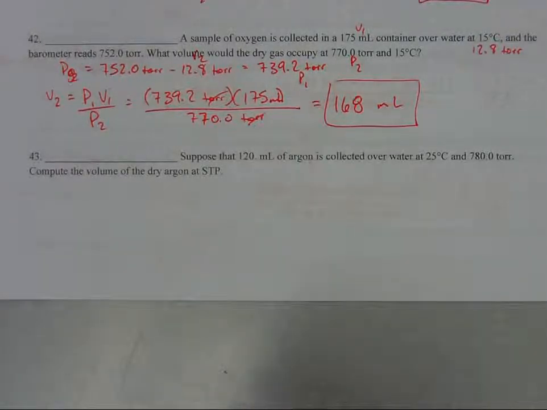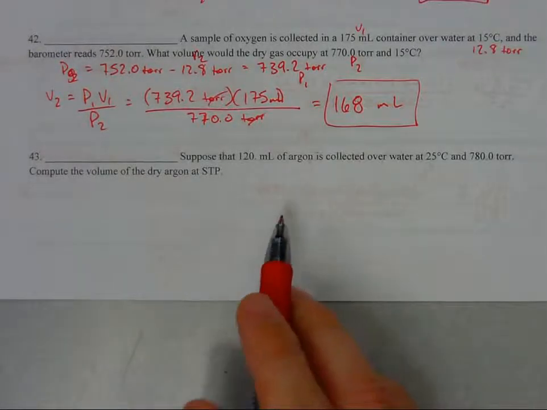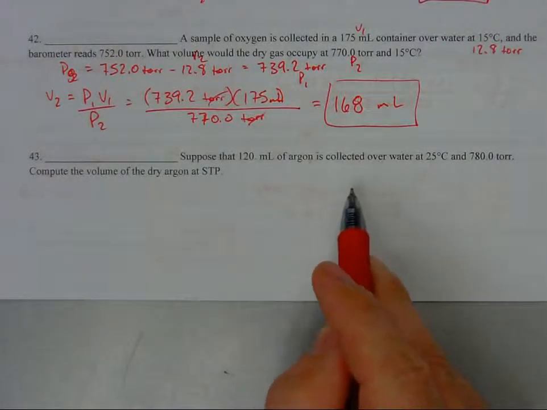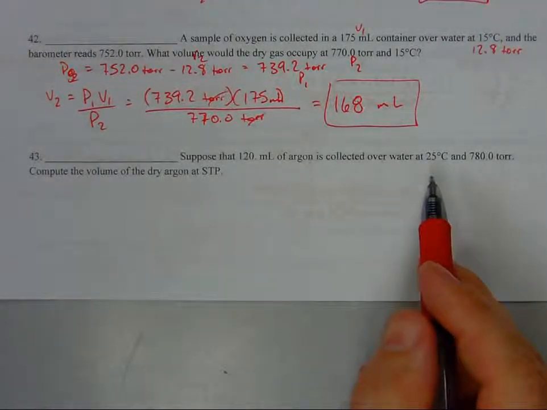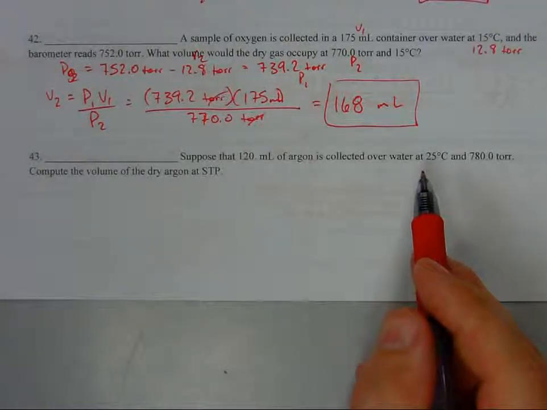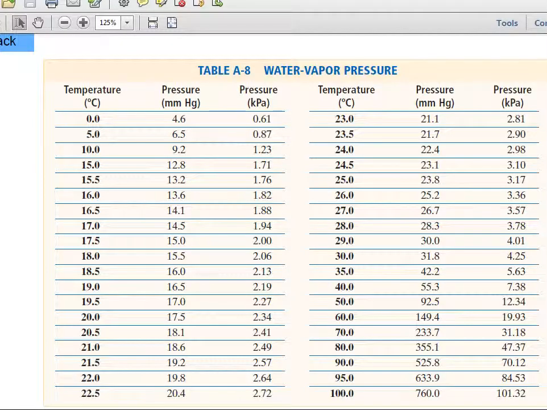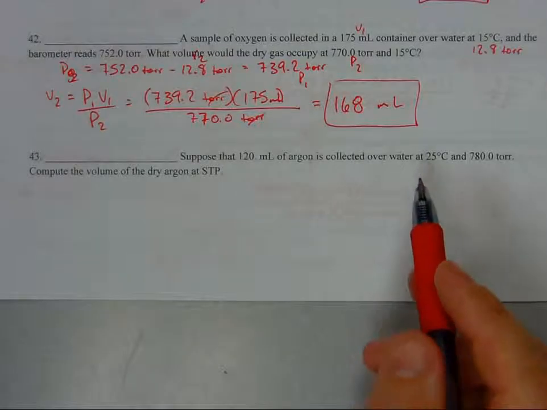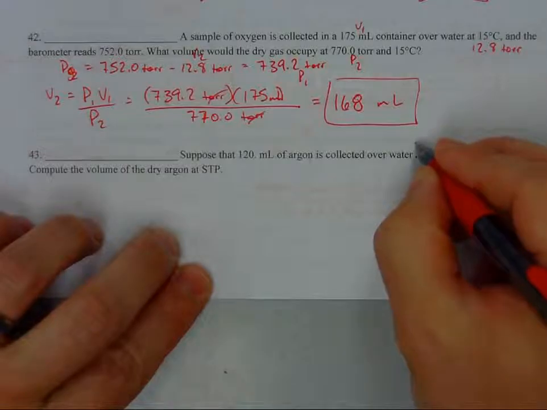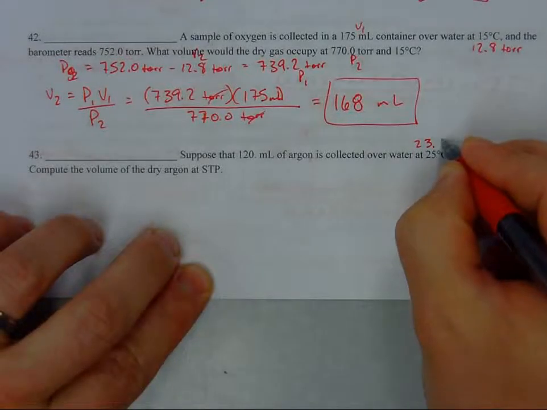Now, let's get that initial pressure out of the way first. So we need the pressure of the water vapor. So let's go over to our table in the back of the book. 25 degrees Celsius, 23.8 torr for that vapor pressure.